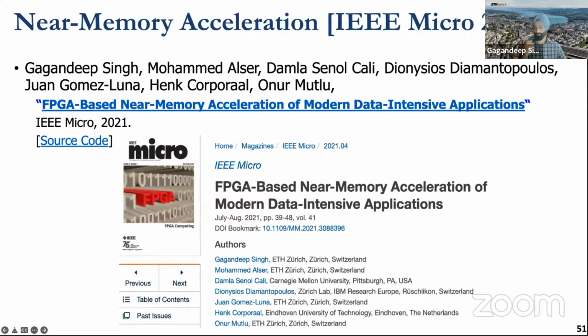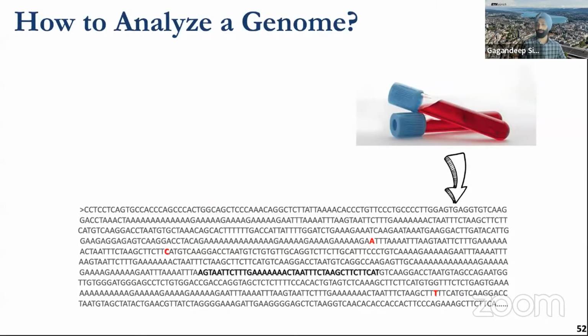And it was published recently in IEEE Micro. What we did in this work was we took the lessons which we learned from NERO and we extended our work to a completely different domain of genome analysis. So it's really exciting for me as well, to understand how we can accelerate a completely different domain, especially in the times of COVID, where we need efficient techniques for genome analysis and sequencing. So I'll give a really quick genome analysis overview.